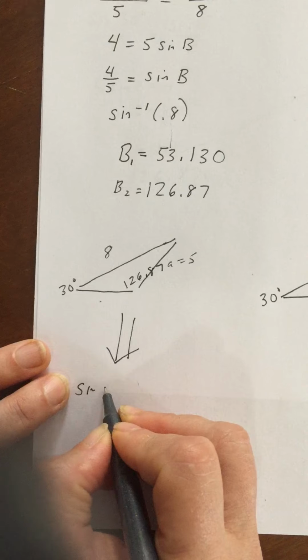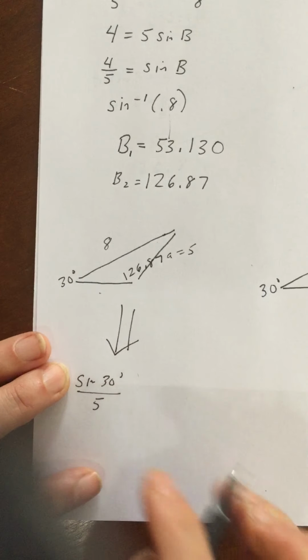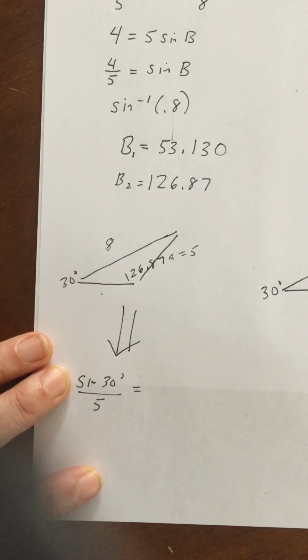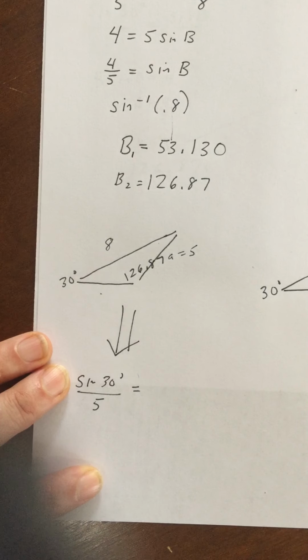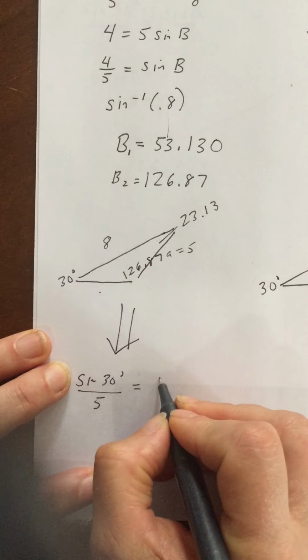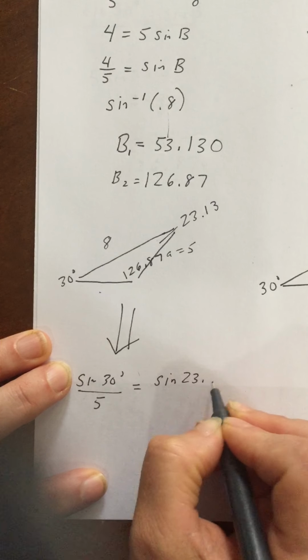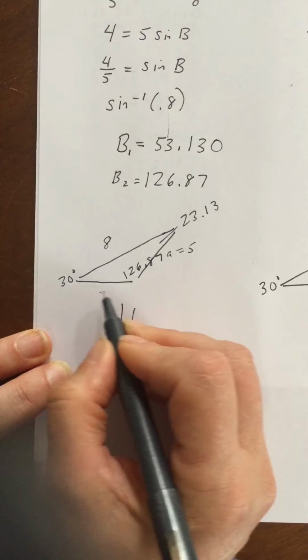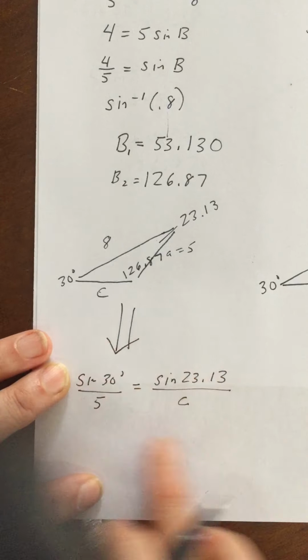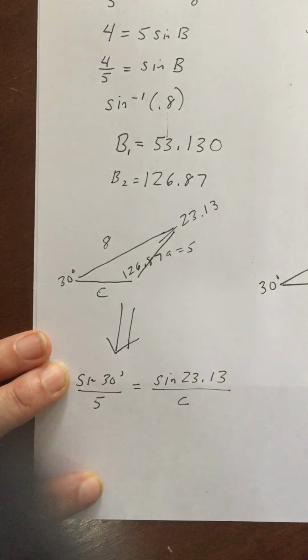I could do sine of 30 again over 5, equals, and then obviously I'm going to have to get that angle first. Let me do that real quick. So I'm going to do 180 minus 30 minus 126.87. So I subtract all those. Okay, so this one gives me 23.13. So I could do sine of 23.13, and let's say I call that side little c, equals that over c. So I would just need to solve this to find that remaining side c. And then obviously you have to do that for two triangles.